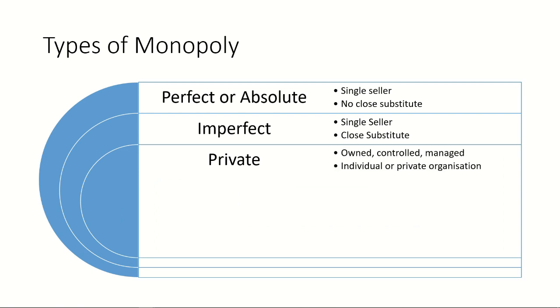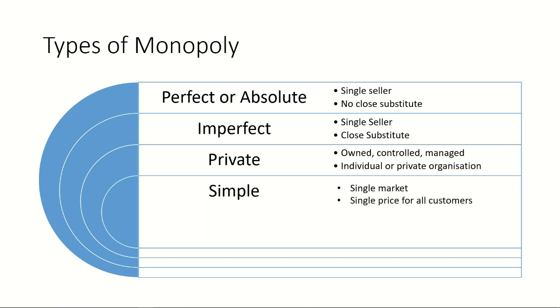The third one is private monopoly. If a single firm or private organization is owned, controlled, and managed by a particular individual or private organization, we can say that it is a private monopoly. And next is simple monopoly. That means it is a single market with the same price for all the customers. Then we can say that that particular monopoly is a simple monopoly.